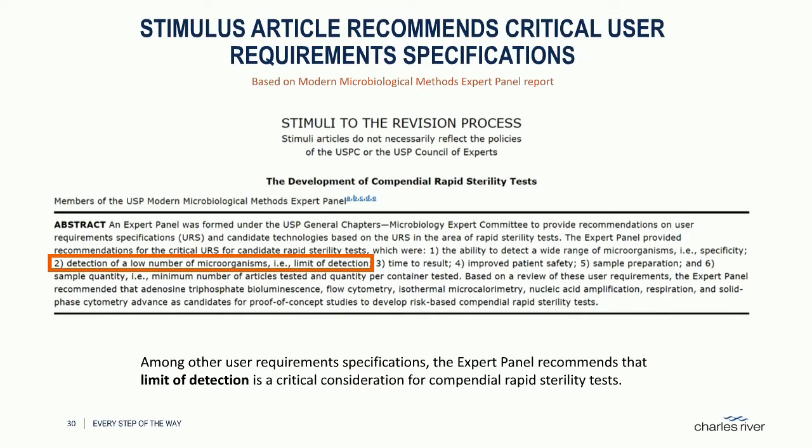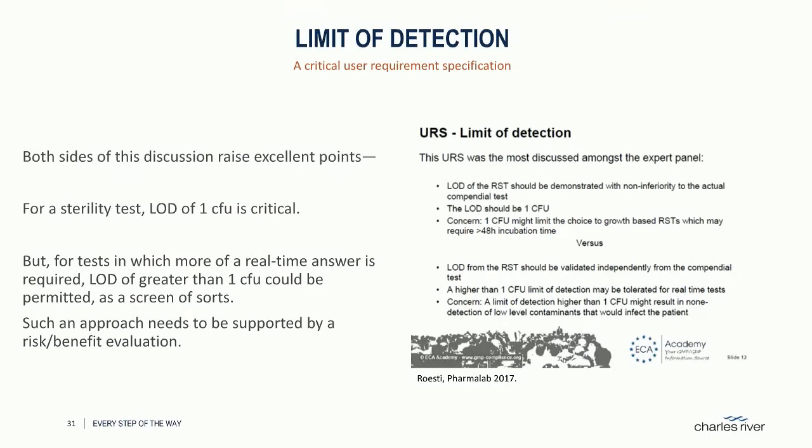and tie into the piece here which states that one of the critical user requirement specifications that's been noted by the expert panel is that of the detection of a low number of microorganisms, that is the limit of detection. Of course, this is a very important consideration as we think about what might qualify as a compendial rapid sterility test. So let's take a little bit of a look at it.